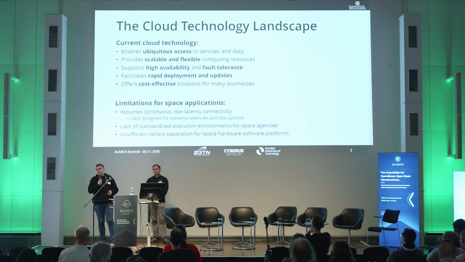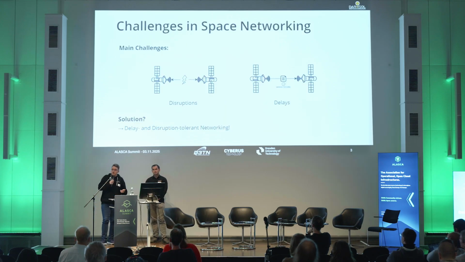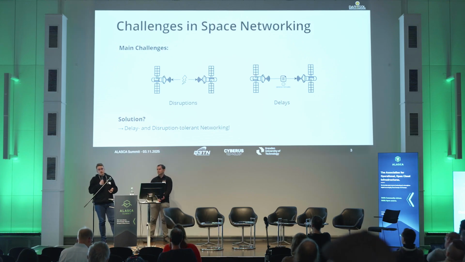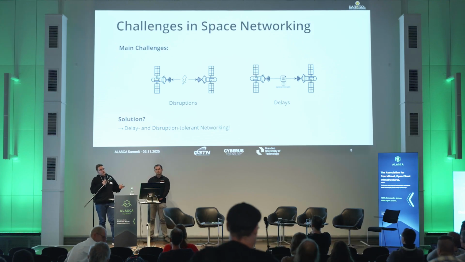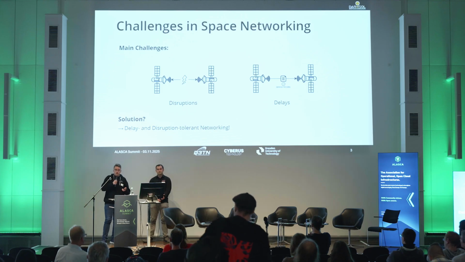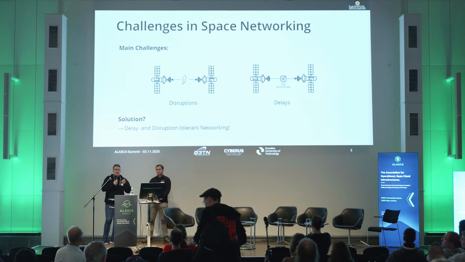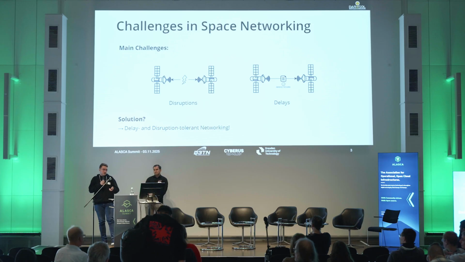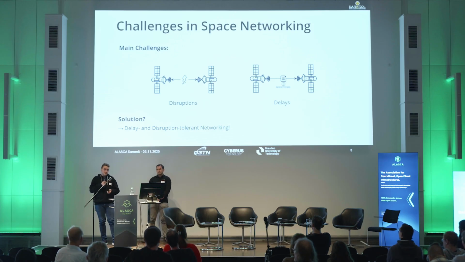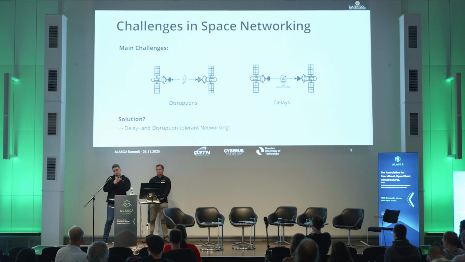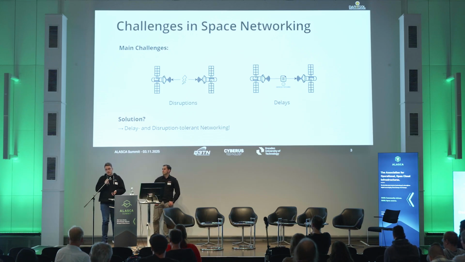Now, how will we tackle this? Well, let's start with the biggest problem. We're doing networking in space, and this is quite a bit different from networking on Earth, because we're facing 2 main challenges. The first one is disruptions. So picture your satellite, which orbits around Earth. You have a ground station in Germany, and you want to transfer some data. As long as your satellite is somewhere over Germany, that's fine, right? You have connectivity, you can send your data, you can download data.